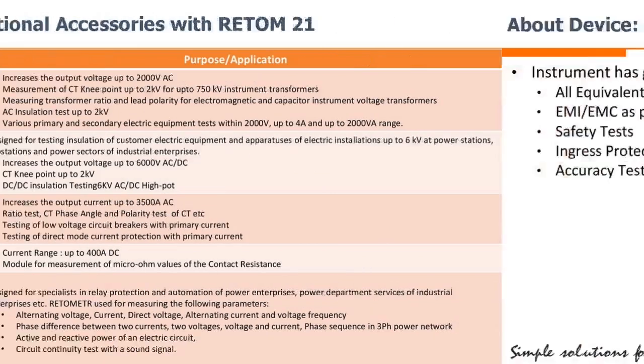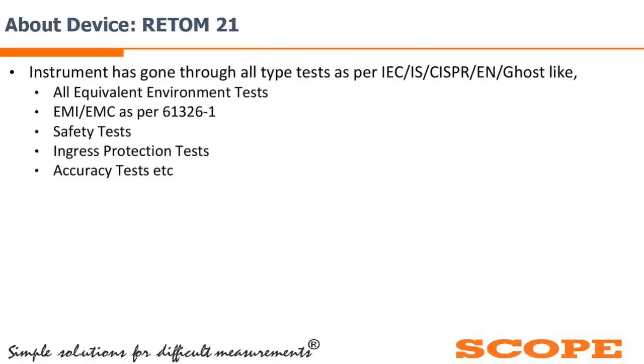So these are all the accessories we need with RATOM 21. About the device RATOM 21, the instrument has gone through all the type tests as recommended by IEC, IS, EN and GOST standards, like all environmental tests, then EMI/EMC standards as per IEC 61326-1, safety standards that is IEC 61010, and accuracy tests. So the instrument has successfully gone through all the type tests that are required during testing in high voltage interference.